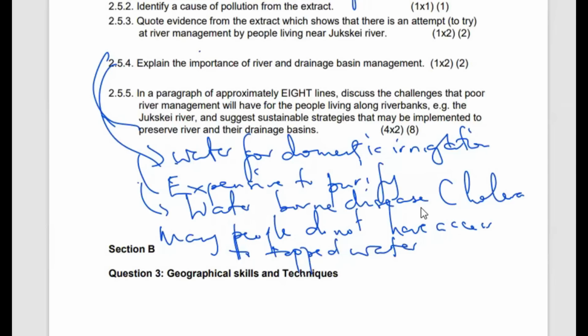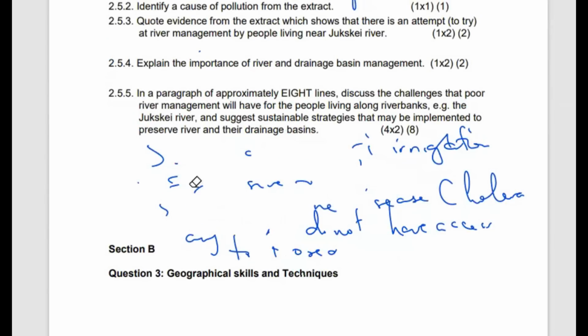Right, we'll move on to the next question. In a paragraph of approximately 8 lines, discuss the challenges that poor river management will have for the people living along river banks, e.g. the Jukskei River. Suggest sustainable strategies that may be implemented to preserve their drainage basins.